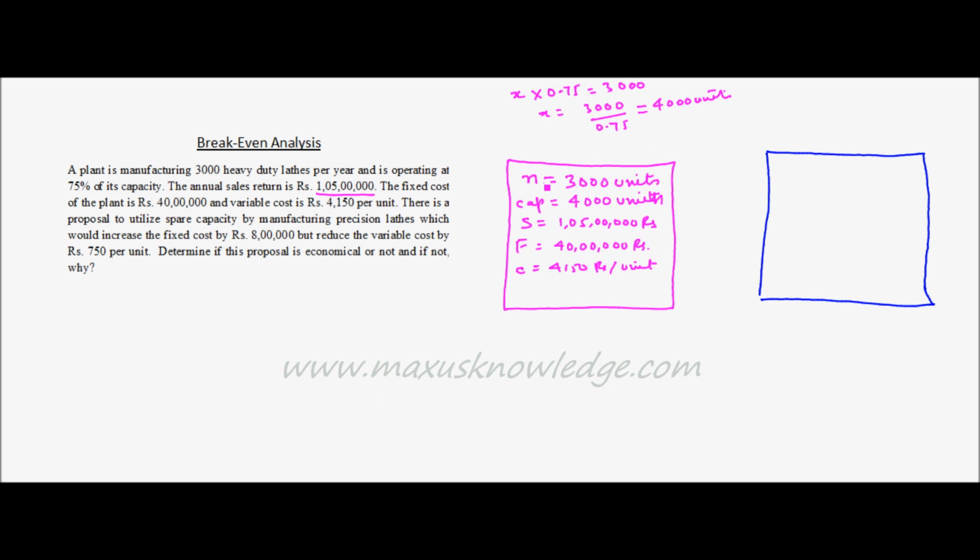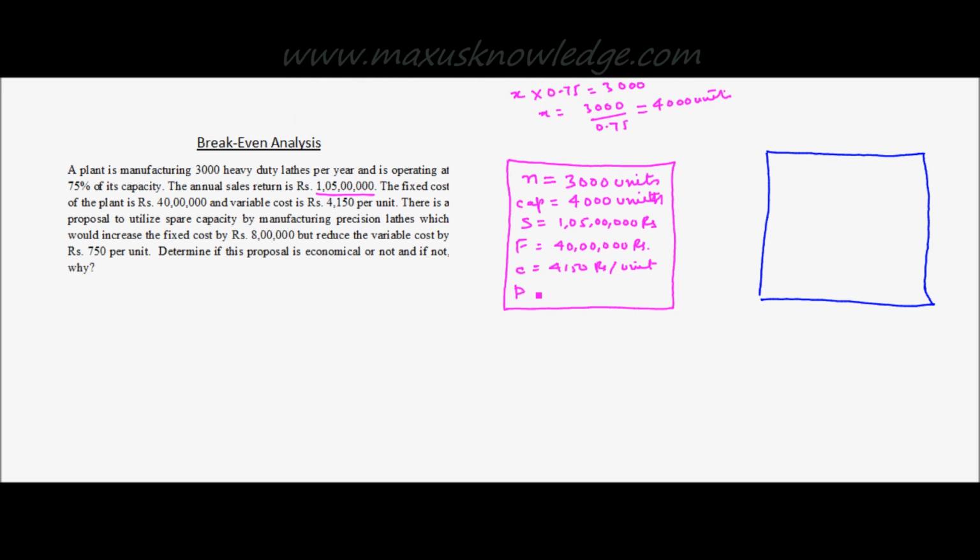Now with this information we can infer one more data, which is the unit selling price. Let's say that is represented as P. So we know the total sales and we know how many units are currently being produced. So the unit selling price will be equal to the total sales divided by 3,000 units, which is equal to 3,500 rupees per unit. Now let us look at the second scenario, which is the proposed scenario.